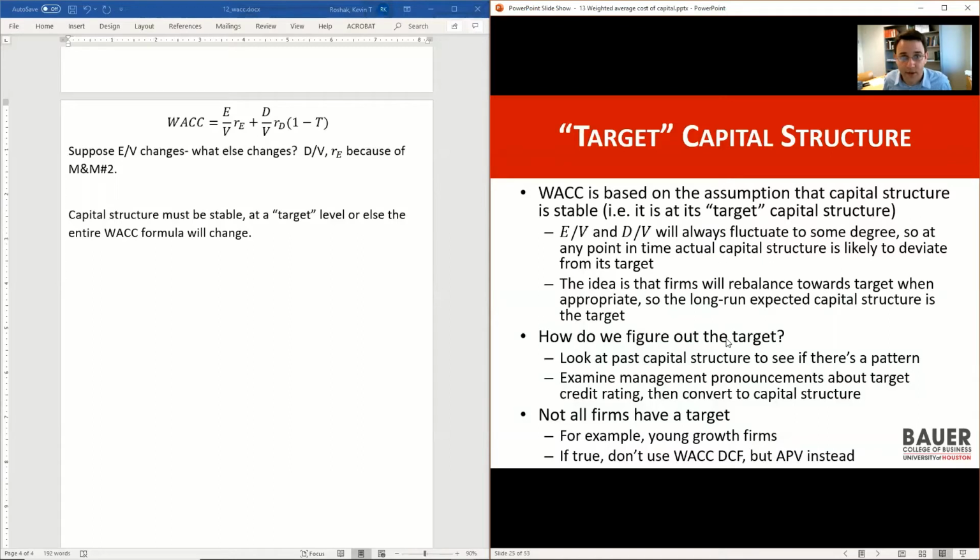Now, what is the target? How do you figure that out for a given company, knowing that equity and debt are going to naturally fluctuate based on how the stock market's doing or how interest rates are doing, et cetera? How do you figure out the target? How do you figure out what this EV really is for a company?